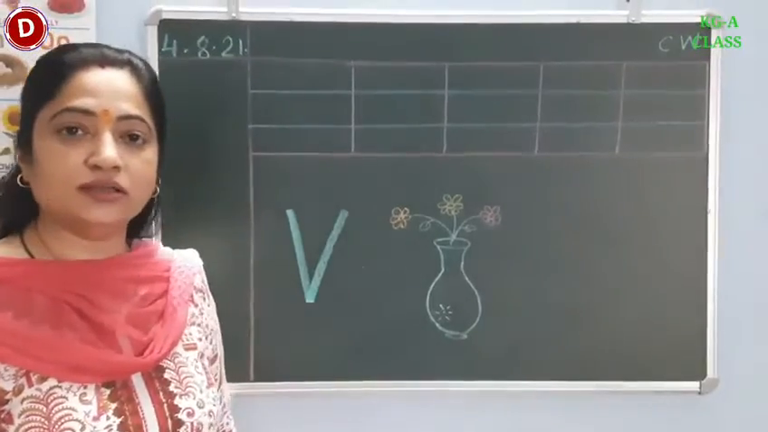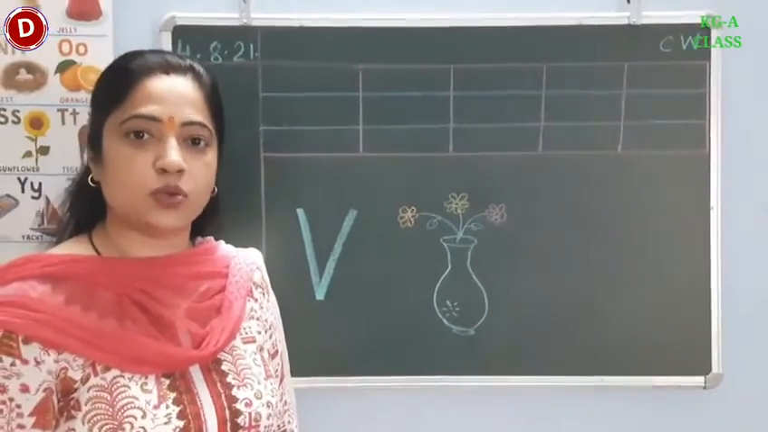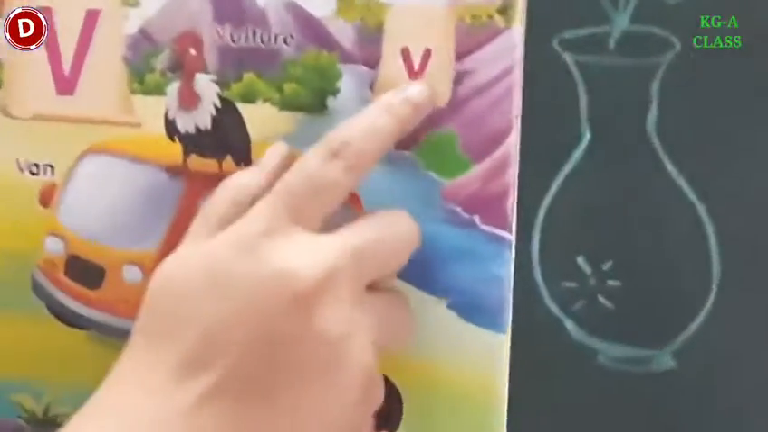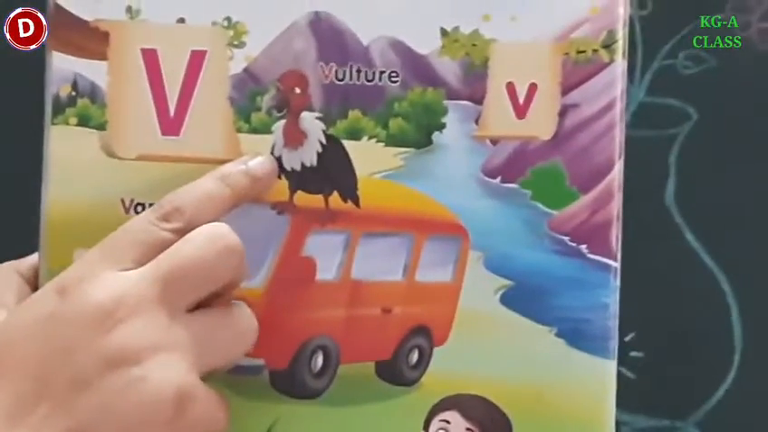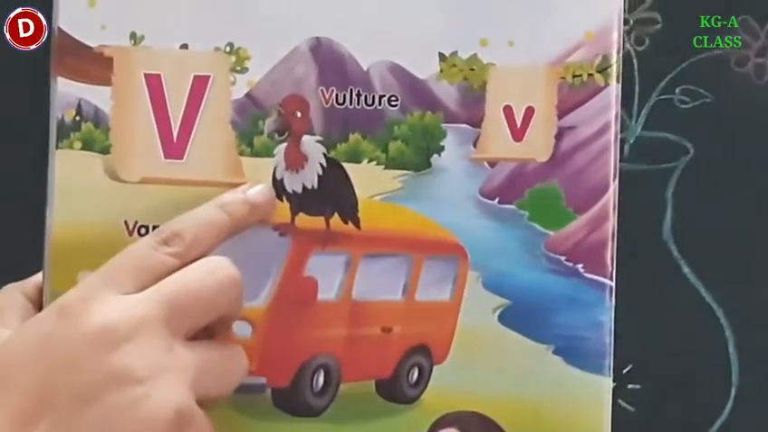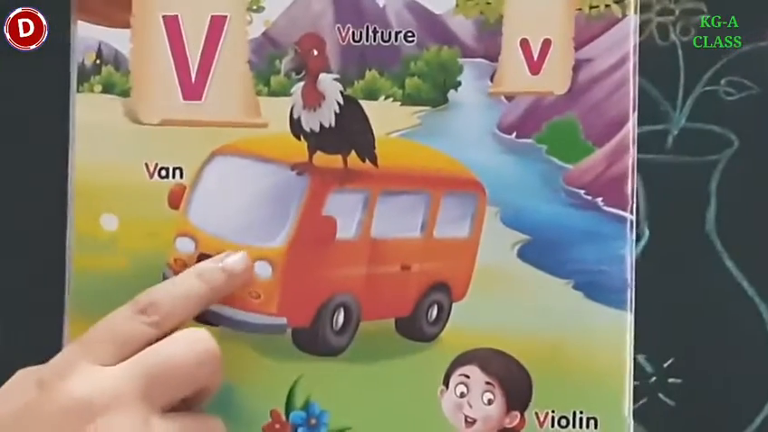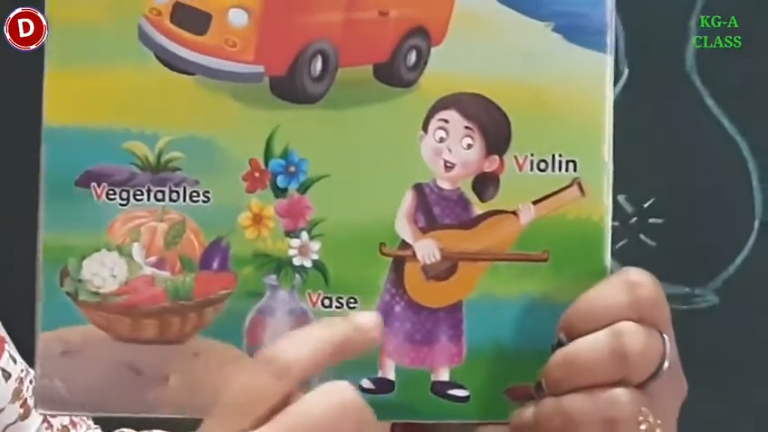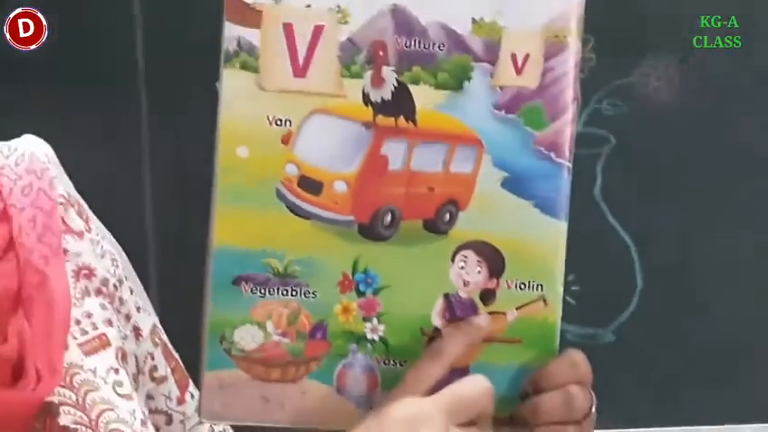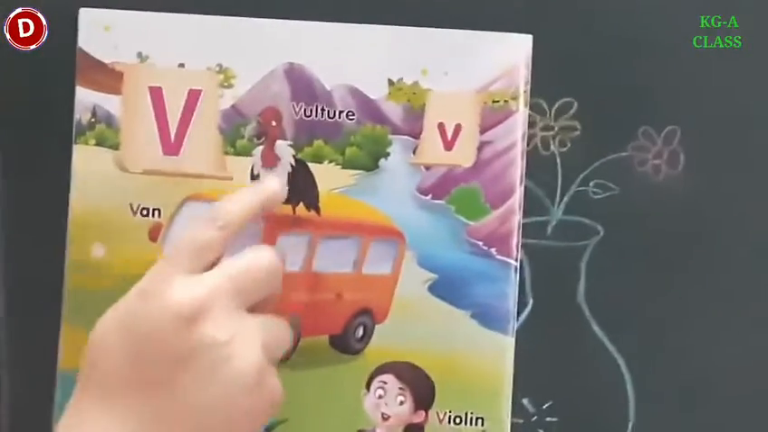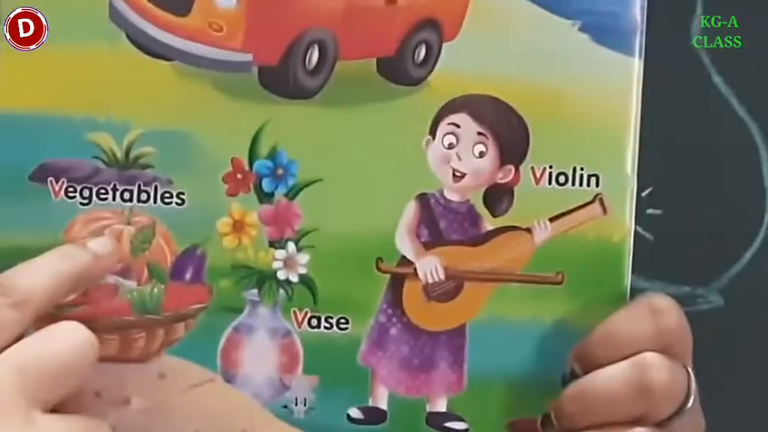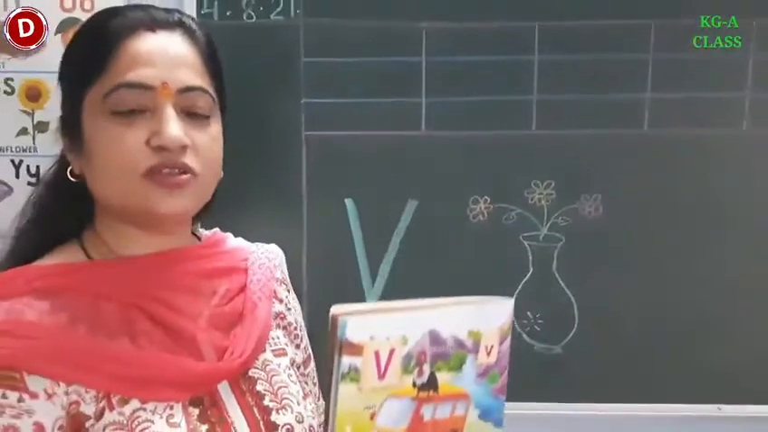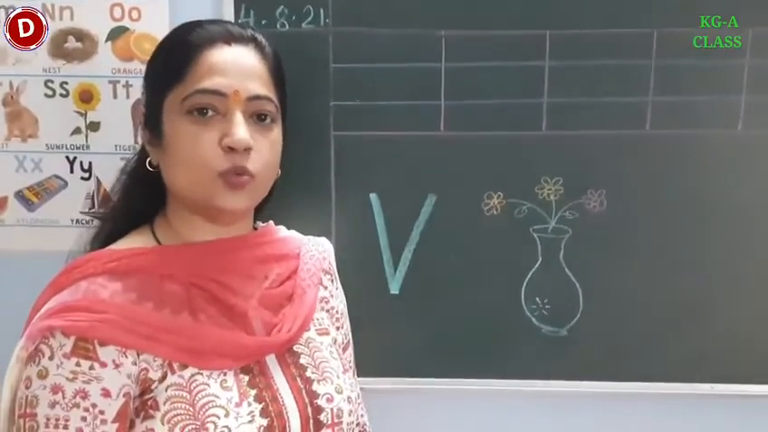Children, there are many other things which start with the letter V. Let's have a look. This is capital V and this is small v. V for vulture. Look here, this bird. Its name is vulture. V for van. V for vegetables. V for vase. V for violin. Again, V for vulture, V for van, V for vegetables, V for vase and V for violin. So these are the things which start with the letter V.